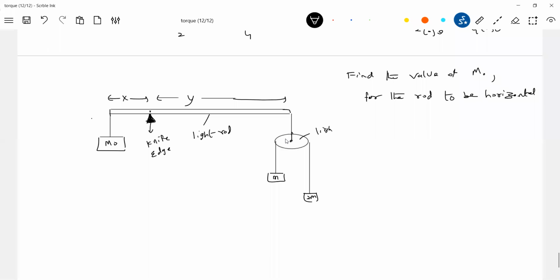Tight pulley. The rod should be horizontal. That's what he's saying. So when the rod will be horizontal, when the tension is set up here, and here tension T1 you take it. What about the tension here? T2. Why am I taking different tensions?